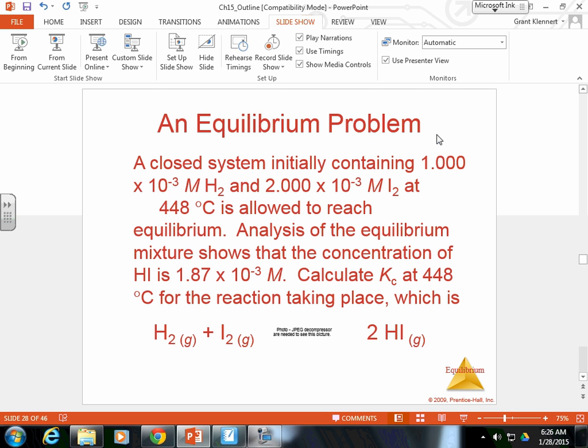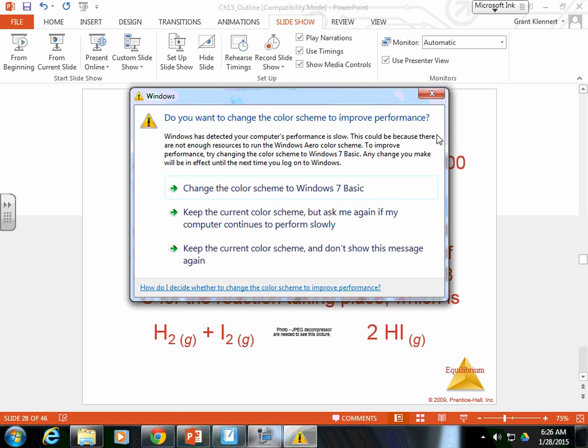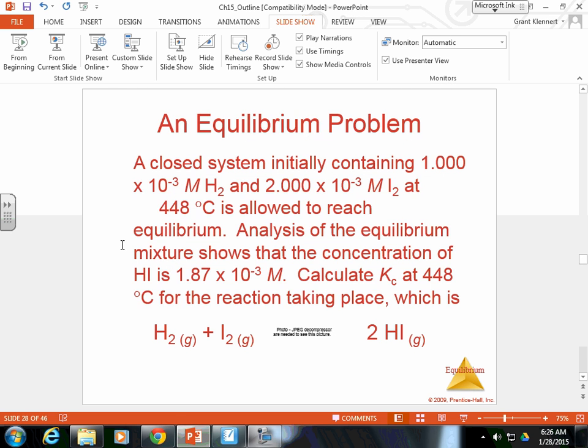So a closed system initially contains 1.000 times 10 to the negative third molarity H2 and 2.00 times 10 to the negative third molarity I2 at 448 degrees Celsius, and it's allowed to reach equilibrium. Analysis of the equilibrium mixture shows that the concentration of HI is 1.87 times 10 to the negative third. Calculate Kc at 448 degrees Celsius for the reaction taking place, which they show you below.